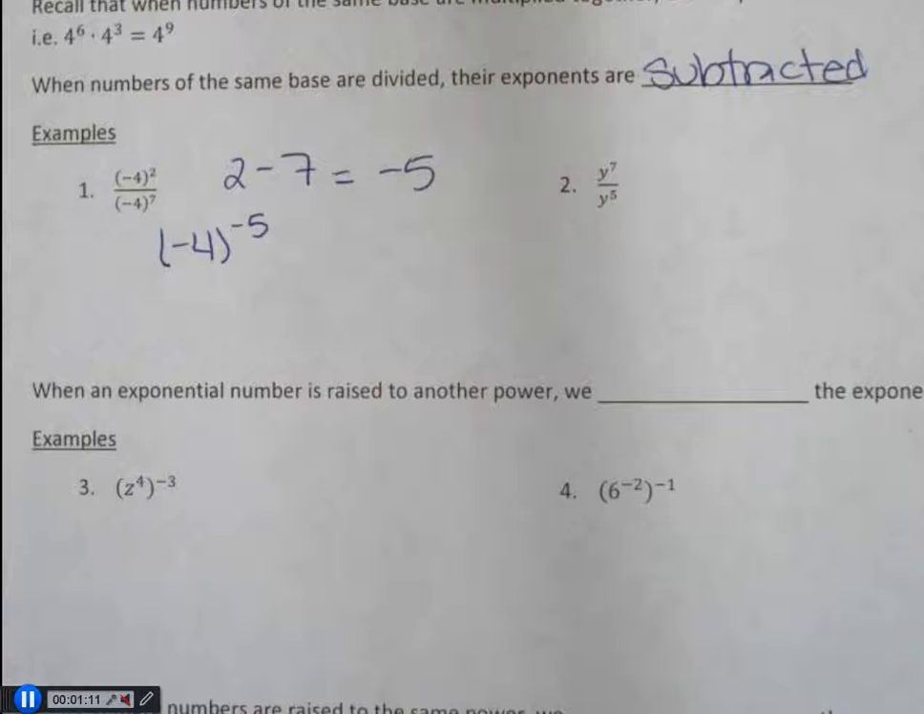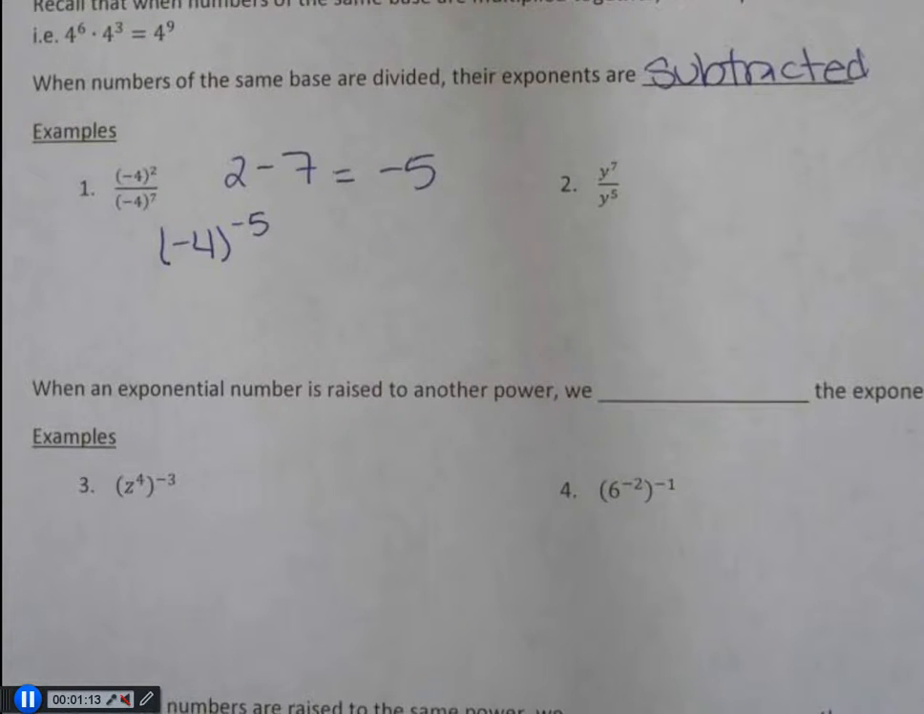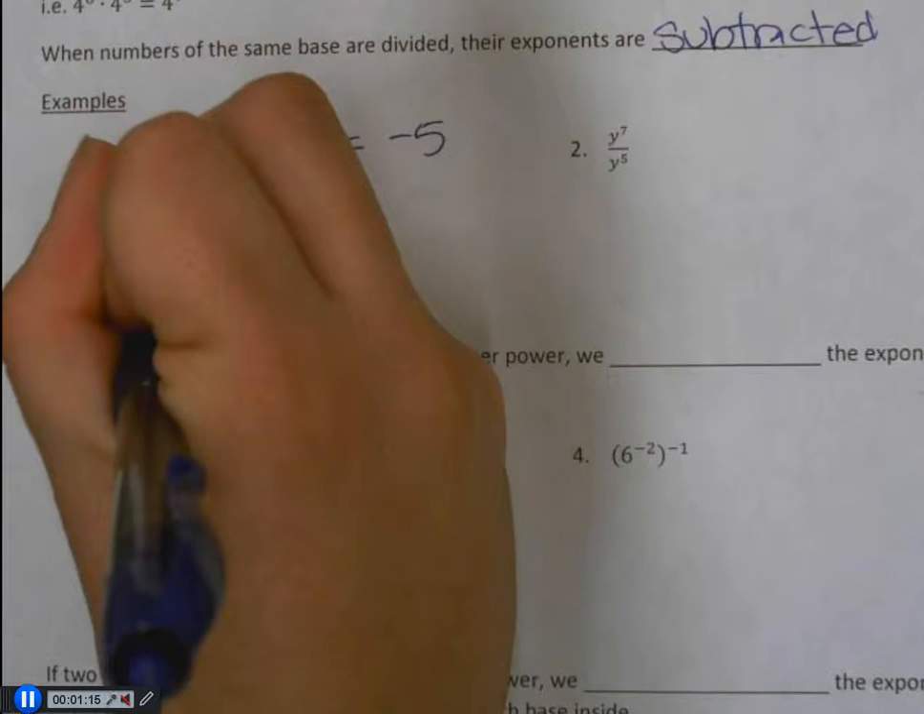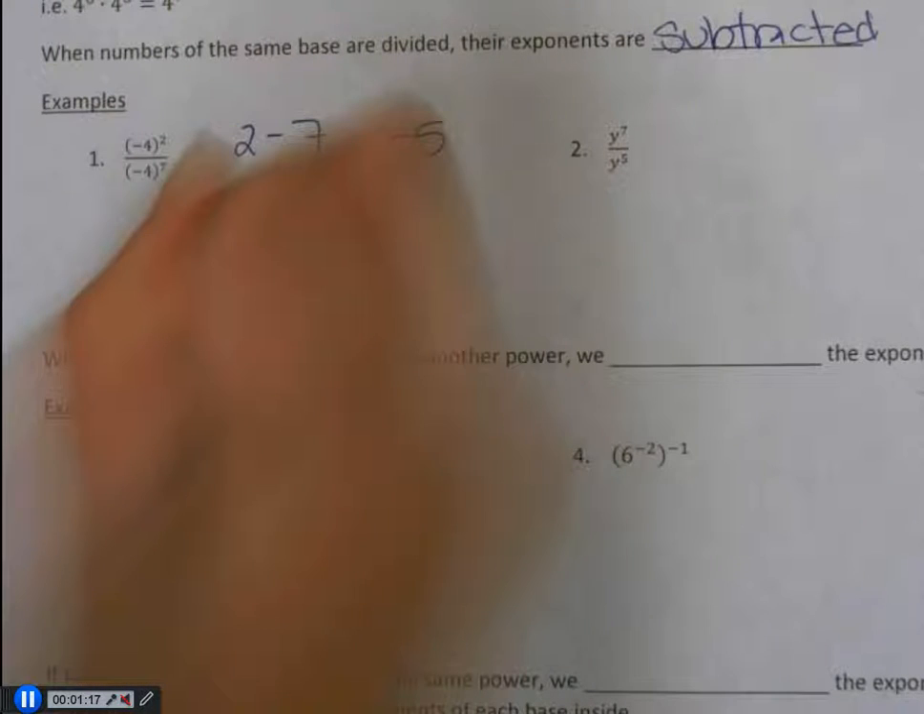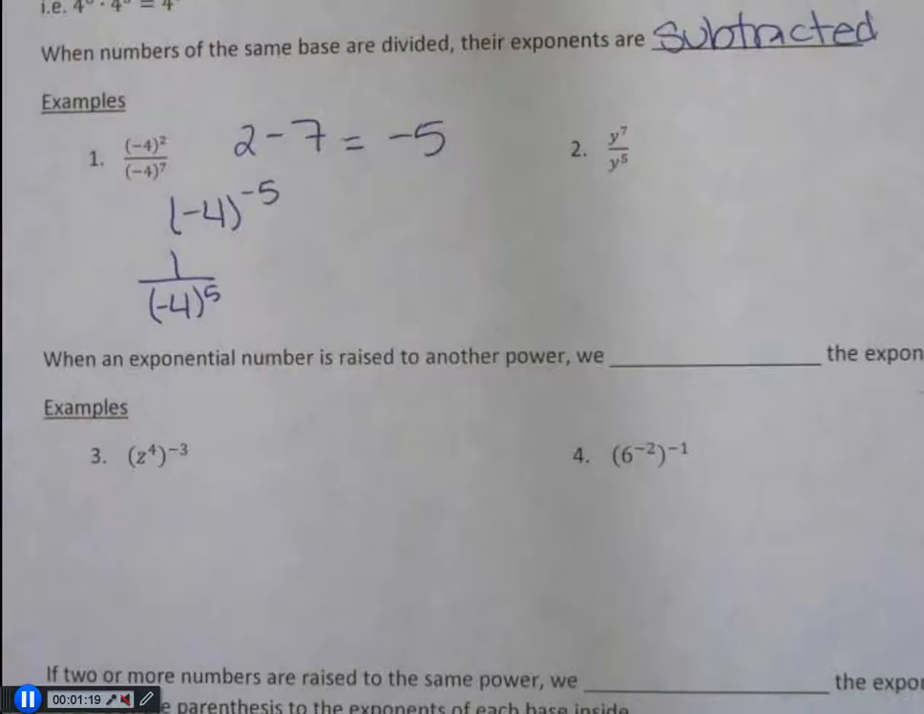Should I leave it like that? No. I want to rewrite it as 1 over negative 4 to the 5th power. Because remember, we make negative exponents, it makes a fraction, and then it makes the exponent become positive. So does anyone know what negative 4 to the 5th power is?